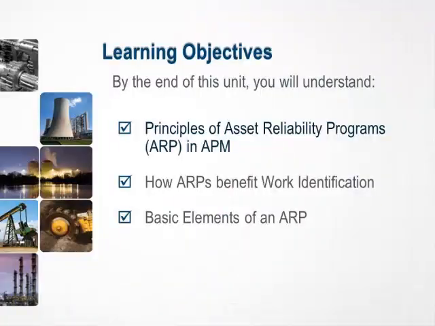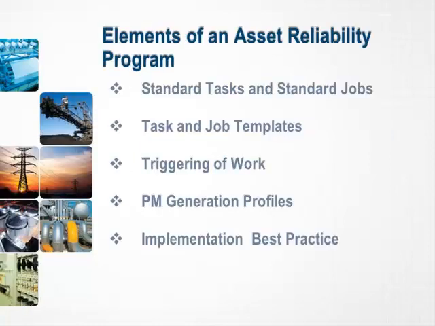By the end of this unit, you will understand the principles of an Asset Reliability Program, or ARP, in APM, how ARPs benefit work identification, and the basic elements of an ARP. The elements of an Asset Reliability Program consist of the following: standard tasks and standard jobs, tasks and job templates, the triggering of work, PM generation profiles, and implementation best practices. Each of these elements are further explained in their own training modules.